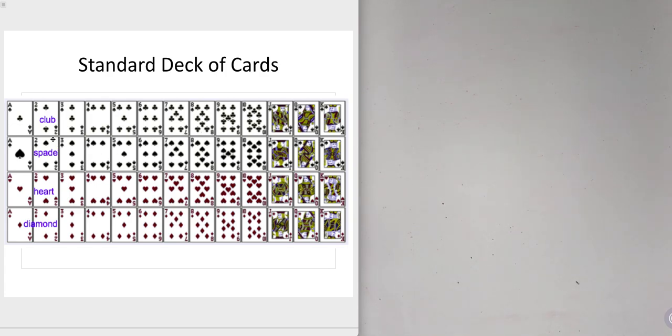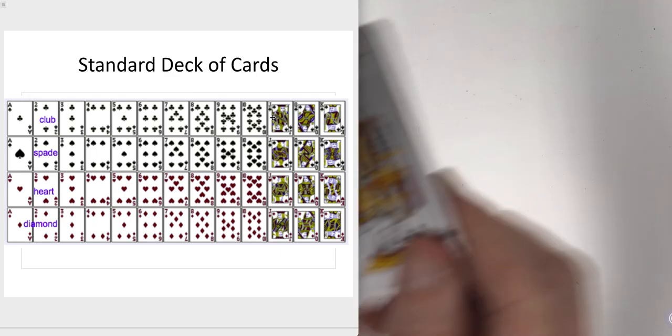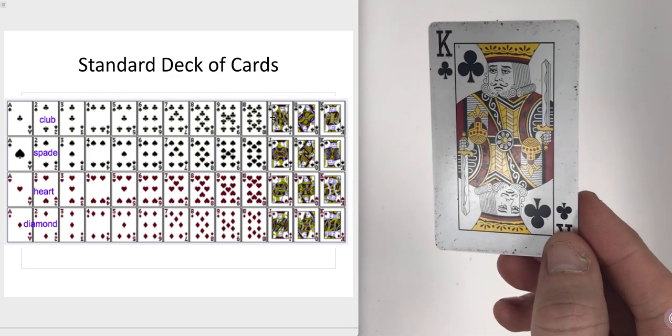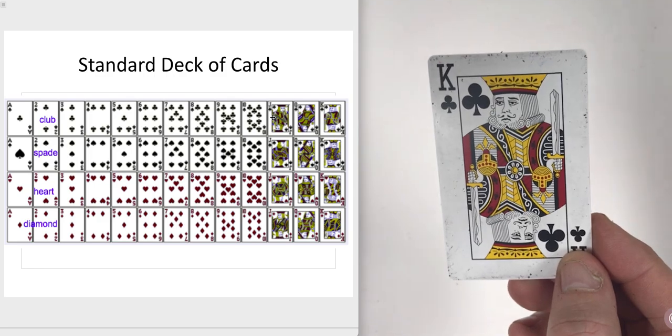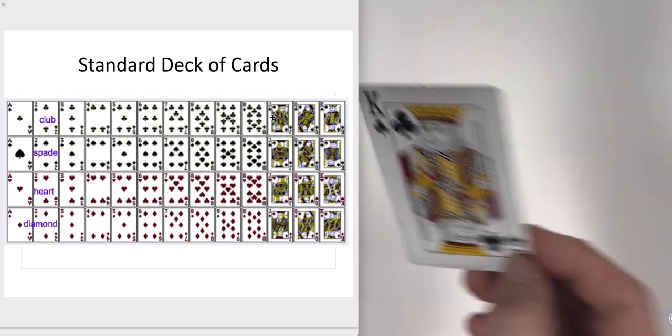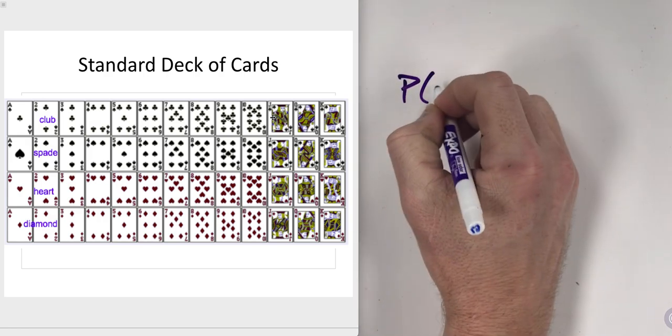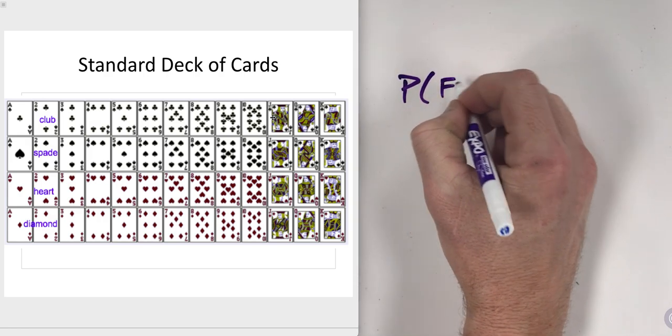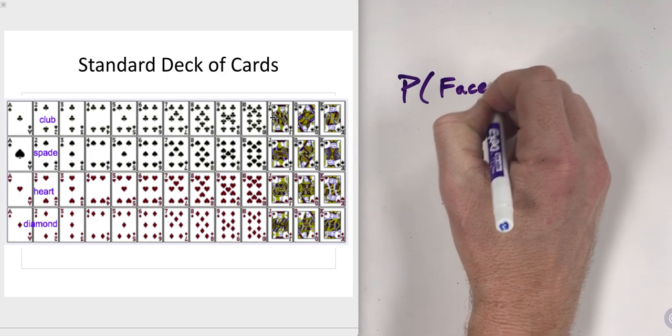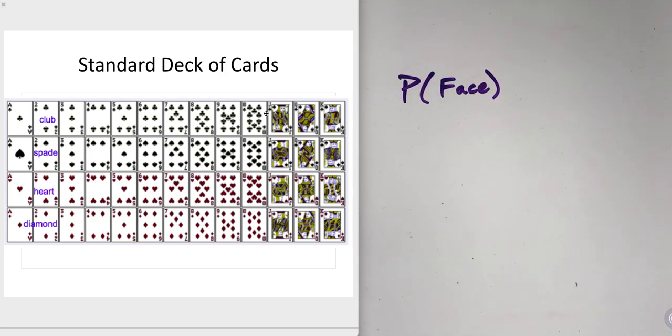And then within those 13 cards, you're going to find these ones that have special pictures on them. Like for example, this one right here. That's a face card because it has a face on the card itself. So if it ever says the word probability of a face card, or it just says probability of face, like this, that means you're going to have to answer the question: what are your chances of pulling out a face card?